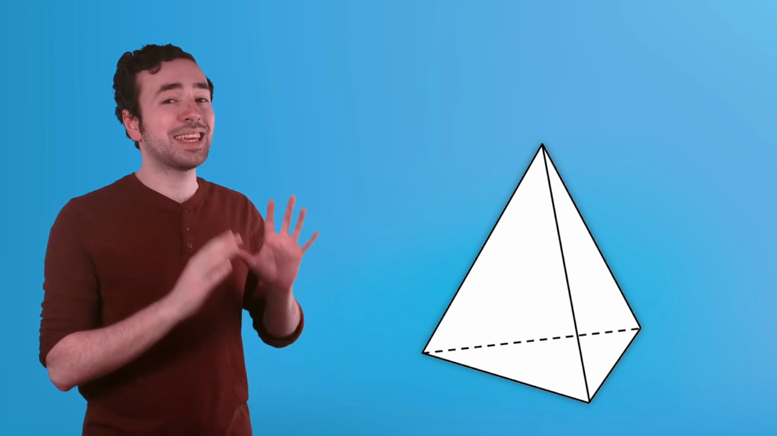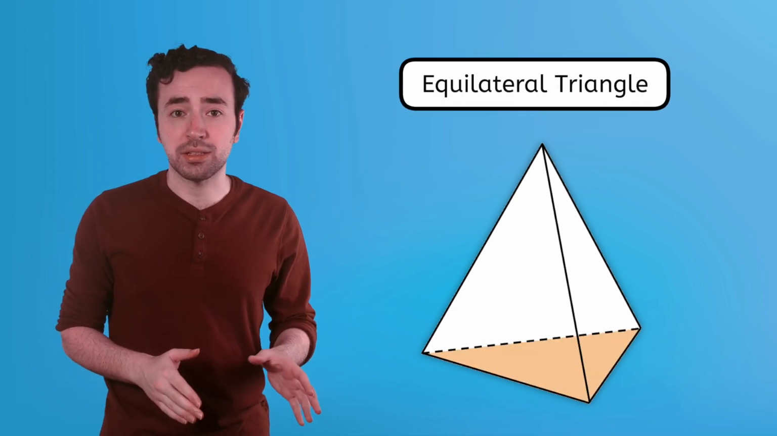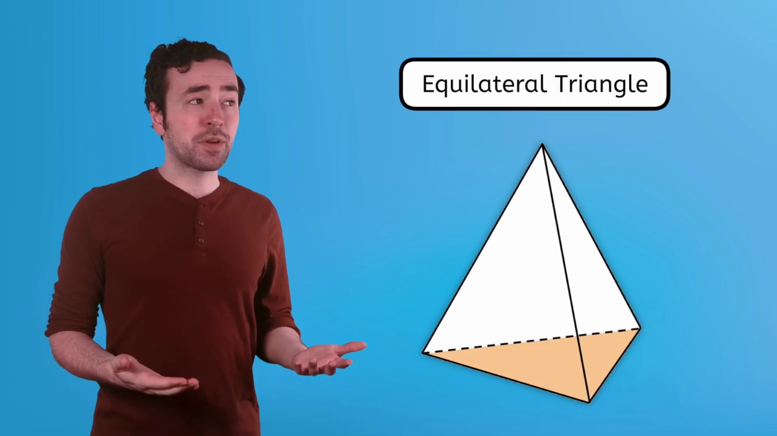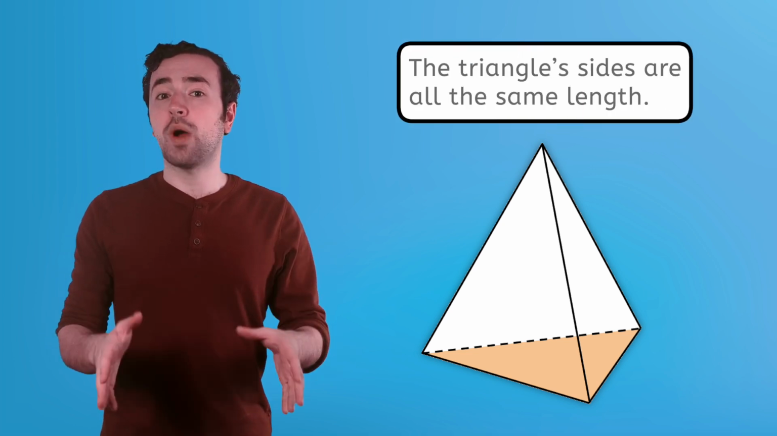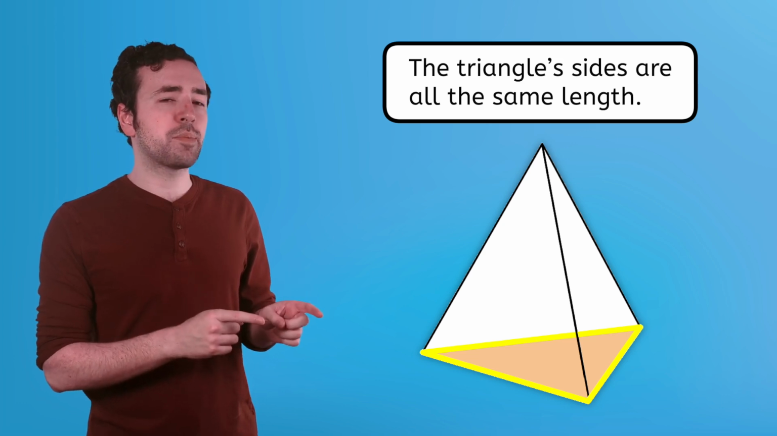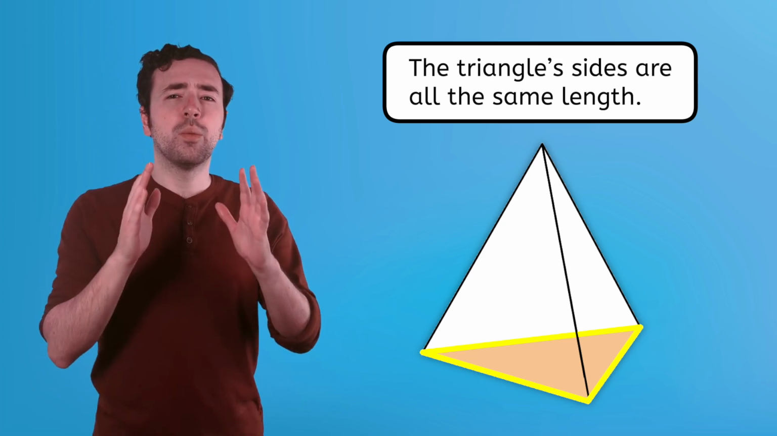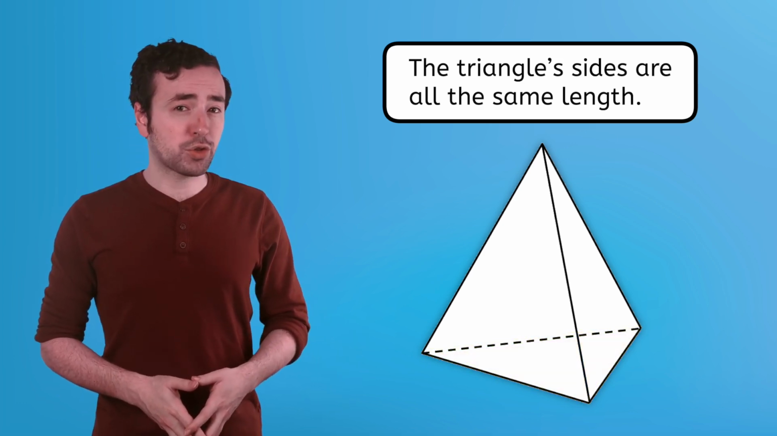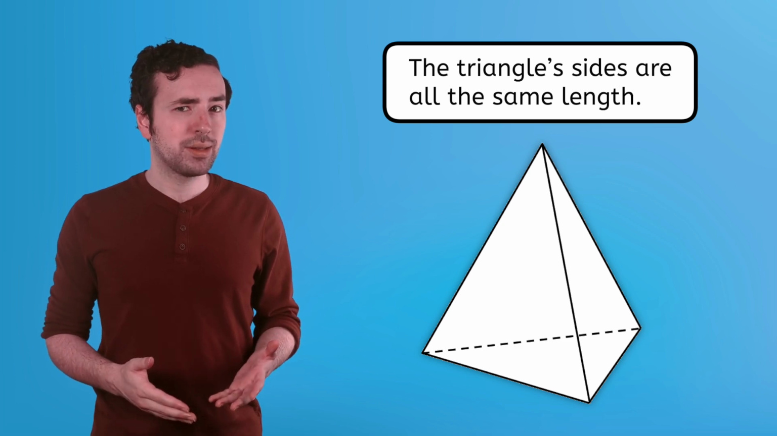I've got one more pyramid for us to work through. This one has an equilateral triangle as its base. Although it might not look like it from this angle, equilateral means the triangle sides are all the same length. If these three edges of the pyramid are all the same length, what does that tell us about the other triangular faces that aren't the base?